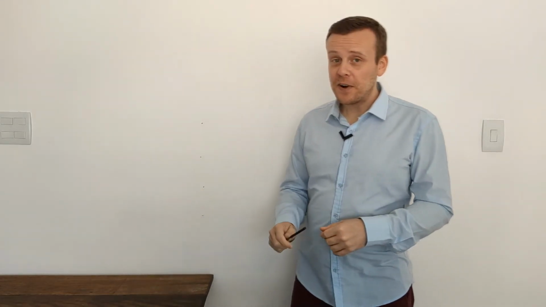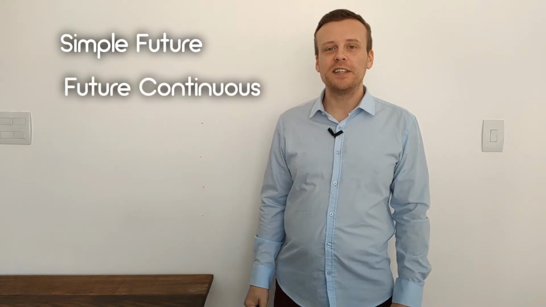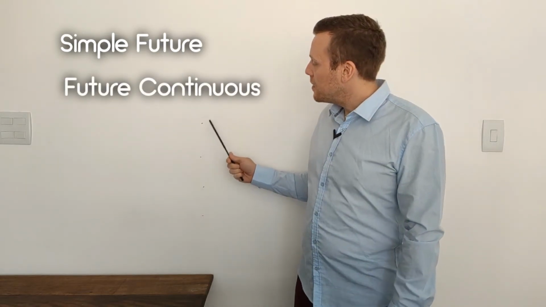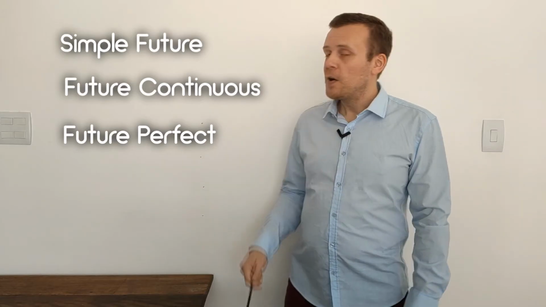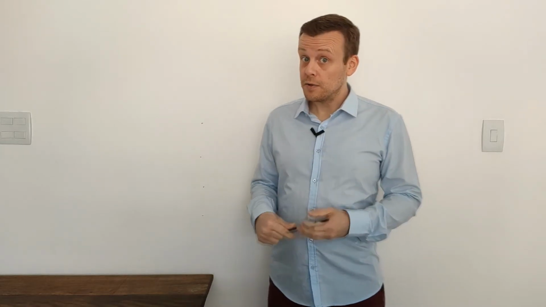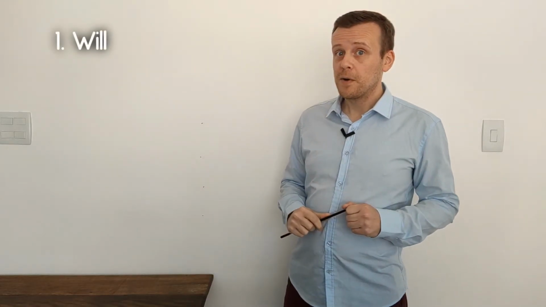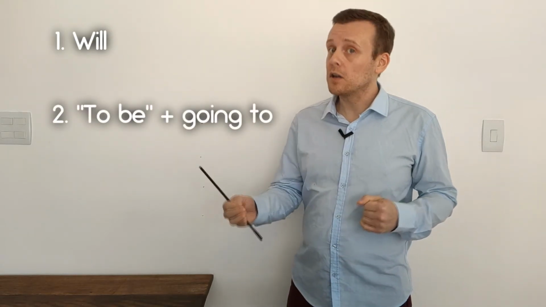So let's cover the future verb tenses and why I have waited until now to introduce them. So first, we have the simple future. Second, we have the future continuous. Third, we have future perfect. And fourth, we have future perfect continuous. For each future tense, you must use either will or to be plus going to. Most of the times we just say going to.